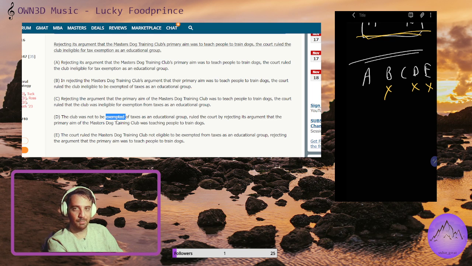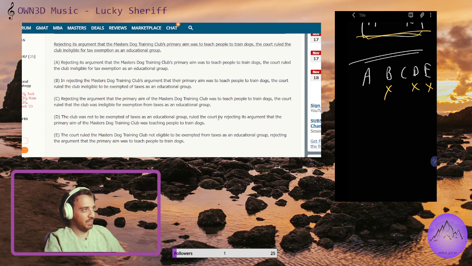It's like they're using the word exempted in the same way that you might say, like, freed from the burden of, or something like that. I can't even think of an easier way to say that. So the club was not to be exempted of taxes as an educational group, ruled the court by rejecting its argument that the primary... Yeah, that's the other thing.